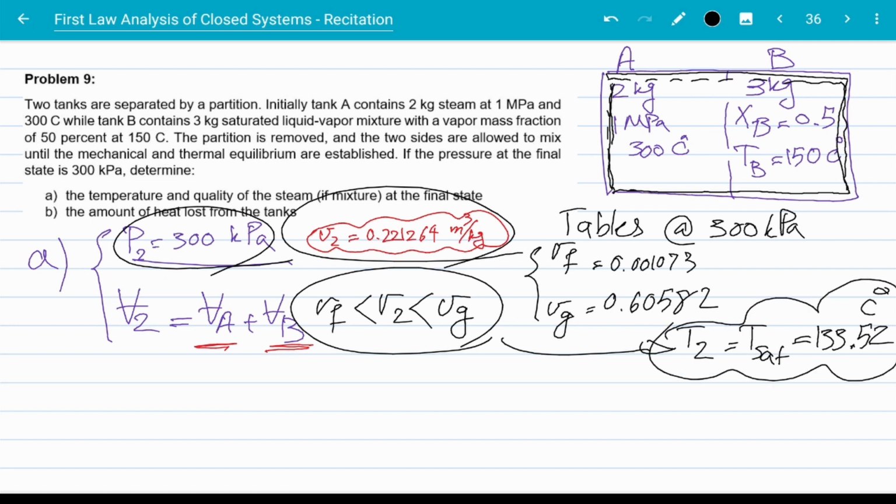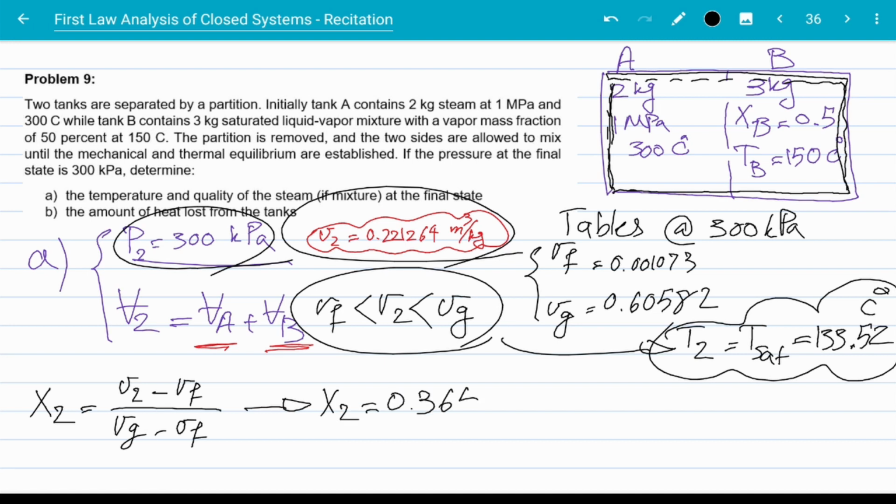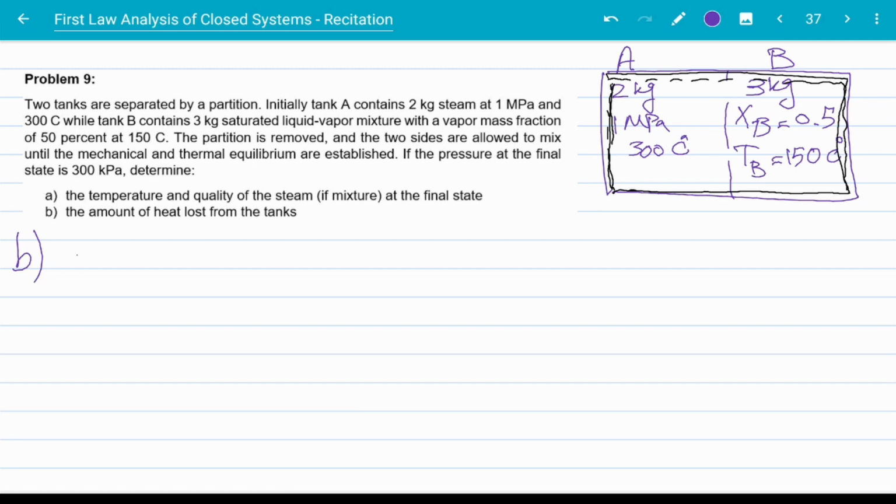But that's not all. The problem also asks for the quality of steam at the final state. It's asking for X2. So X2 is going to be V2 minus V of F over V of G minus V of F. Plug in the numbers that we have, we get that X2 is 0.364 or 36.4%. For part B, we are asked to find the amount of heat lost during the process.